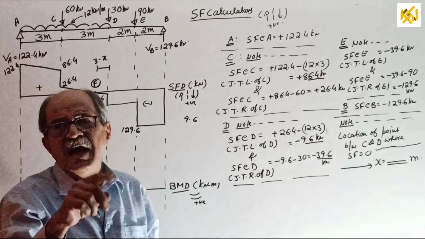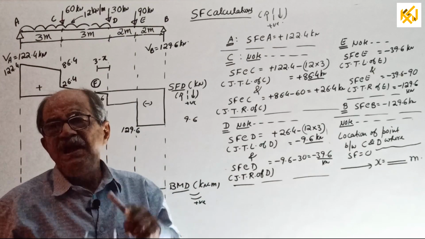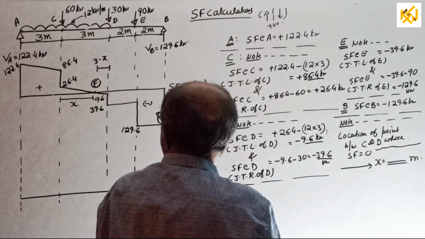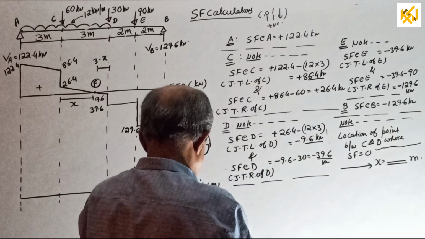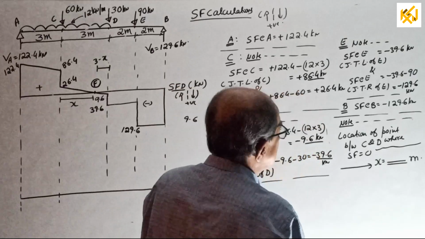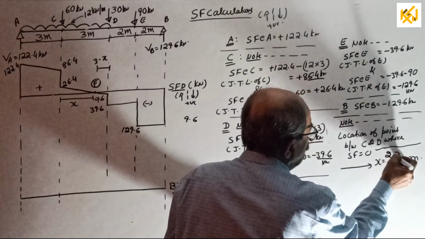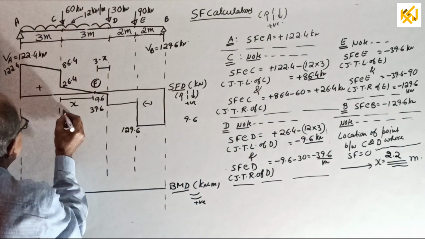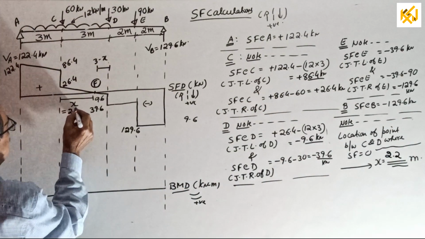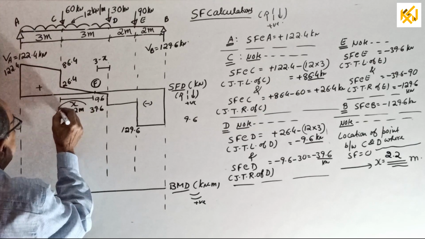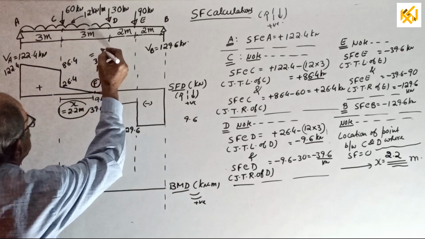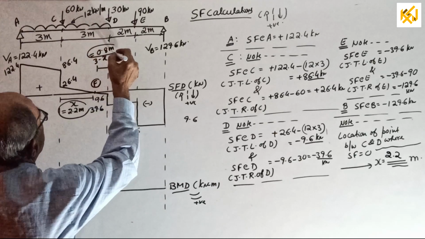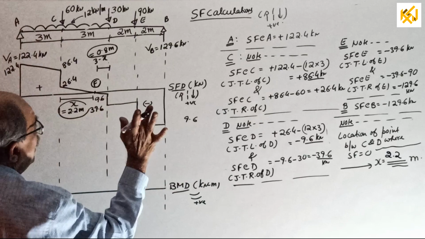Or use that mathematical concept I told in class number 2 to get the value of X. X will come 2.2 meter. Go back and enter it. X equal to 2.2 meter. You should enter it. Okay. Enter this value also, 0.8 meter. Okay. Now, SFD is fully ready.